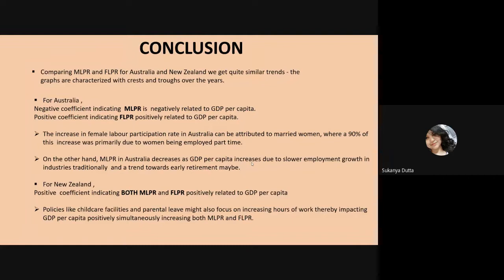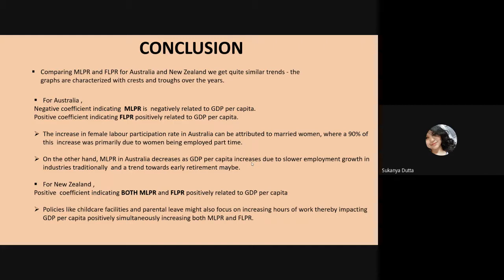The Australian MLPR has fallen over the years while FLPR has risen, in spite of the overall MLPR being more than the overall FLPR values. In New Zealand, the FLPR increases over the years. For Australia, MLPR is negatively related to GDP per capita, whereas the FLPR is positively related to GDP per capita. The increase in the female labor force participation in Australia can be attributed to married women, where 90% of this increase was primarily due to women being employed part-time.